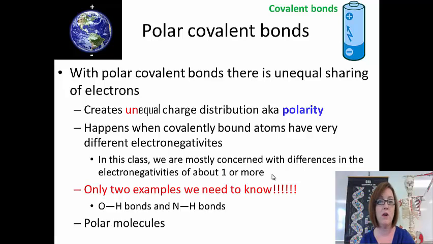Oxygen has a much higher electronegativity than hydrogen, so if the two come together in a polar covalent bond, oxygen is going to hog the electrons. Same thing is true for nitrogen. If nitrogen forms a covalent bond with hydrogen, then that's a polar bond because the nitrogen is much more electronegative than the hydrogen and it hogs the electrons. Molecules that have a large number of polar covalent bonds are called polar molecules.